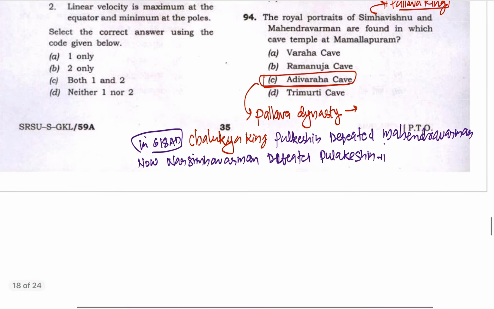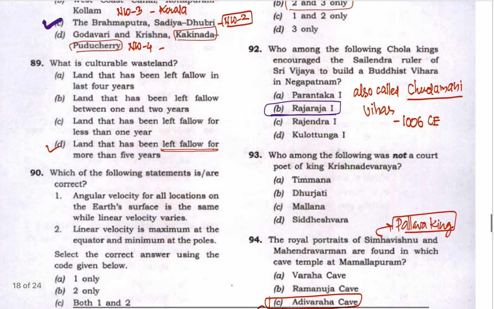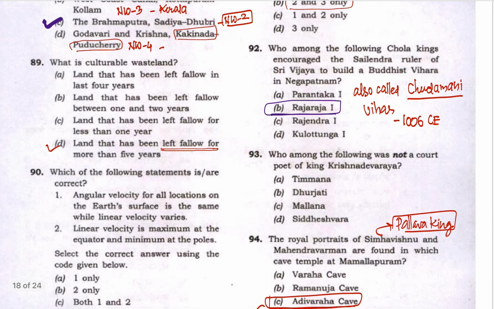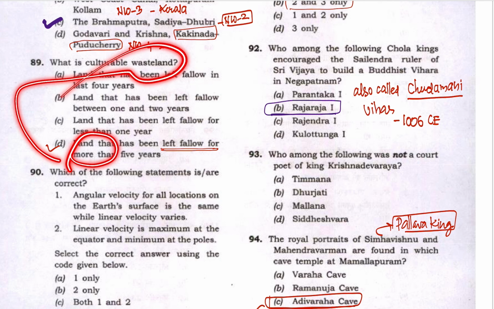Read it. Now this question I wanted to discuss: culturable wasteland. Culturable wasteland is that land which has been kept fallow for over 5 years. This land can be cultivable, but it has been left fallow for more than 5 years, and is called cultivable wasteland.